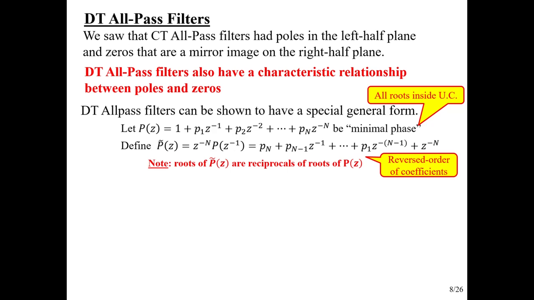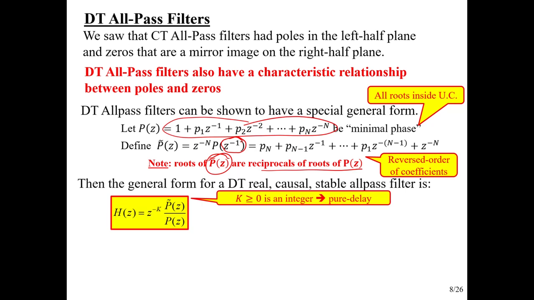If we note that because of this structure, the roots of this p tilde are the reciprocal of the roots of p of z. So now let's use these two to make a transfer function. We're going to put our original p of z down in the denominator. It's minimal phase, so it will be stable. Then we're going to put the p tilde of z in the numerator, so it will have zeros that are the reciprocals of those.